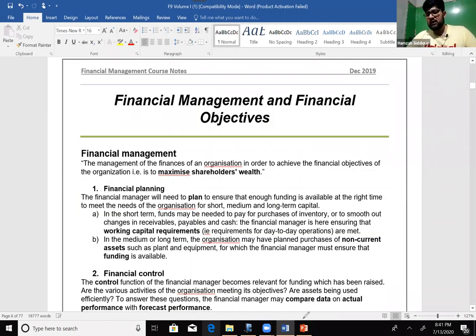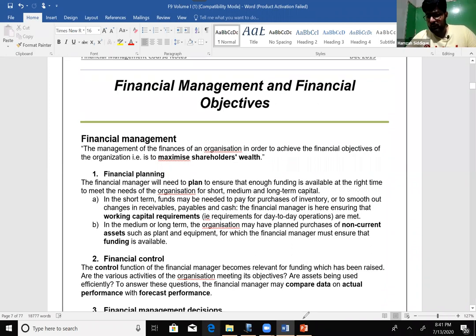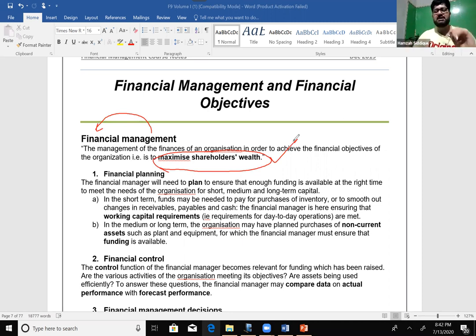Students, financial management, what is the meaning? The financial manager, remember, is the management of finance, the management of the finances of the company. What is the purpose? This is the only purpose: to maximize shareholders' wealth.